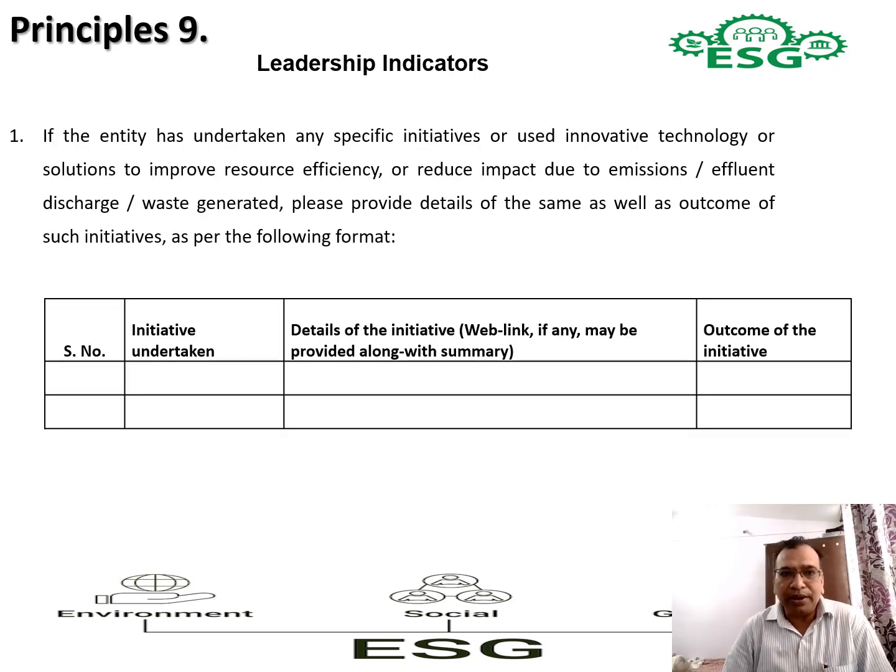Now under these leadership indicators, it is said that if the entity has undertaken any specific initiative or used innovative technology or solution to improve resource efficiency or reduce impact due to emissions or effluent discharge, then please provide details of the same as below, as the outcome of such initiative. So in this table, you have to give the initiative with respect to various projects initiated for reduction of emission intensity of Scope 3 emissions. Here you have to write the initiative undertaken, with a brief summary and quantification in terms of the final outcome.